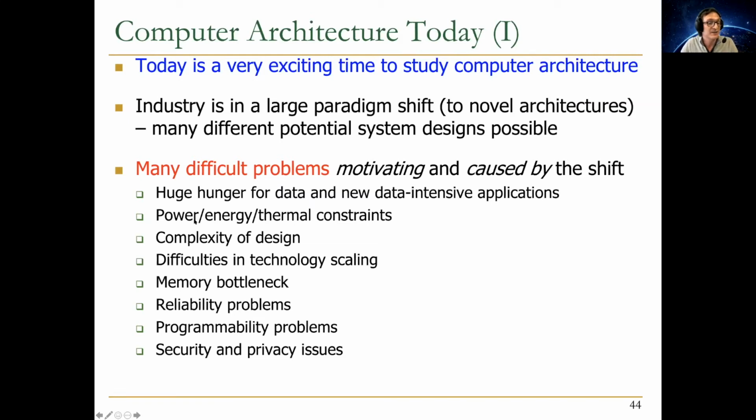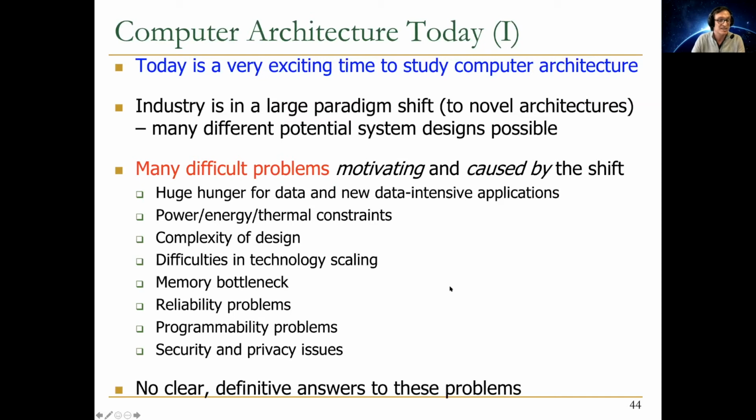We have significant constraints like power, energy, and thermals, depending on the design constraints. Designs are becoming very complex. Technology is becoming not so good in scaling, as we will discuss. We have big memory and data bottlenecks. We have reliability problems. We have programming issues. We have huge security and privacy issues actually in computation today, both general purpose and special purpose. And there are today no clear and definitive answers to these problems. As a result, people are actually exploring new paradigms and new novel architectures to solve these problems.